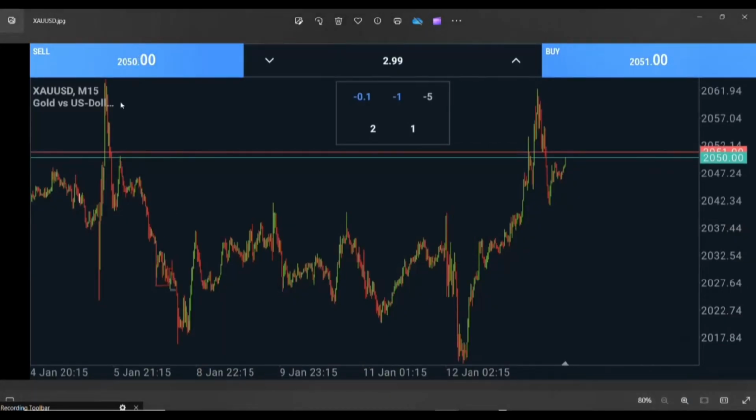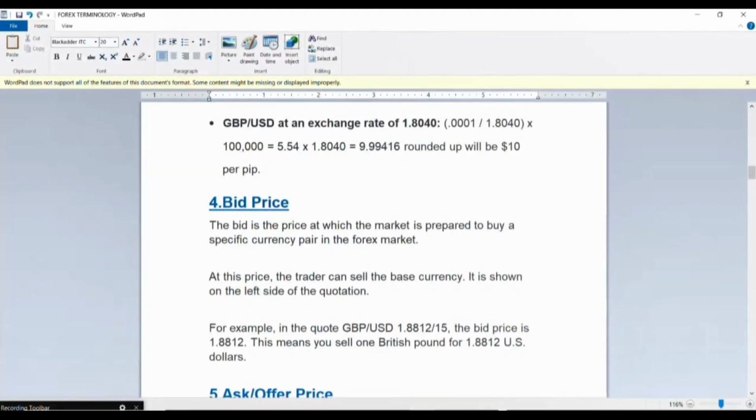This is the bid price for gold, 2050.00. It means if you step in the market, you are willing to sell gold at this price. It is called the bid price because this is the price the market is buying at and you are willing to sell at this price. 2050.00 is the bid price. So a bid price is a price at which you are willing to sell a currency, and it's the price at which the market is buying that currency, like right away.